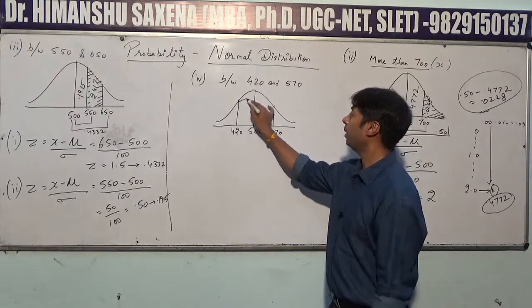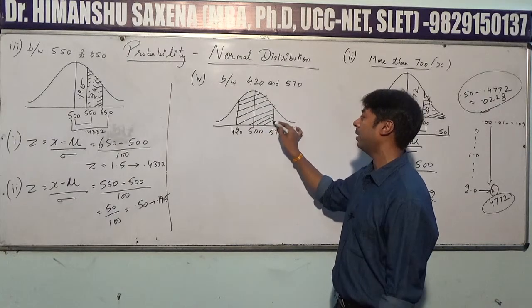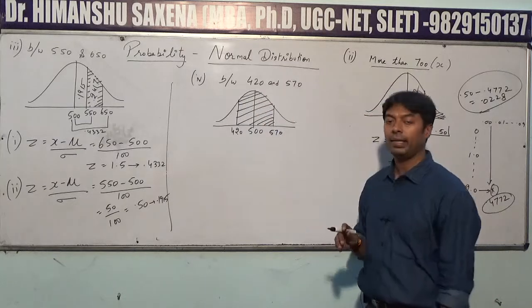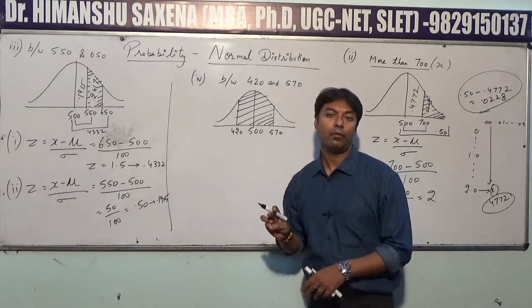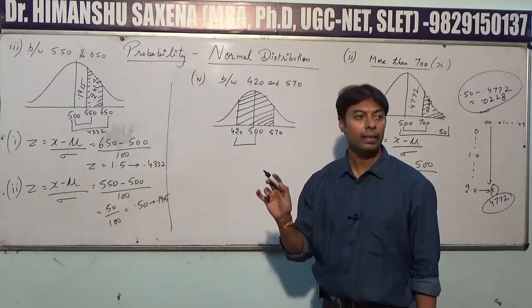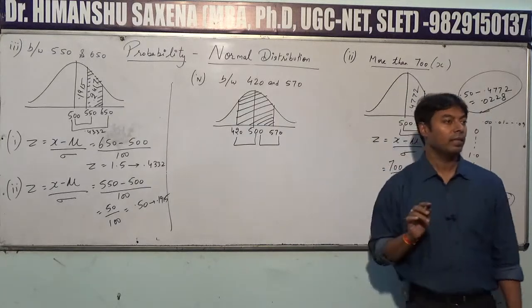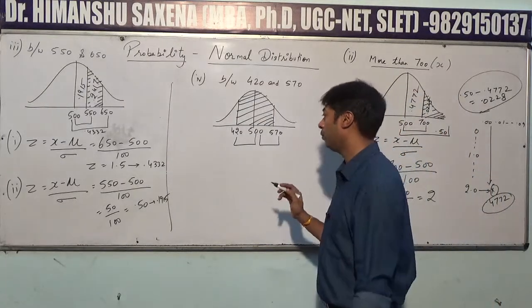So between 420 and 570, this entire area will be shaded. You will have to shade this entire area, and how you will have to calculate the probability, please see. First of all, between 420 and 500, next between 500 and 570. That is how you will have to solve it.